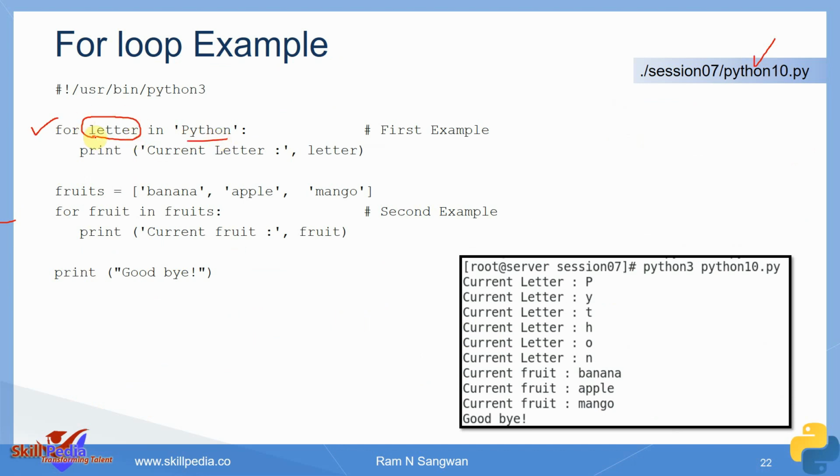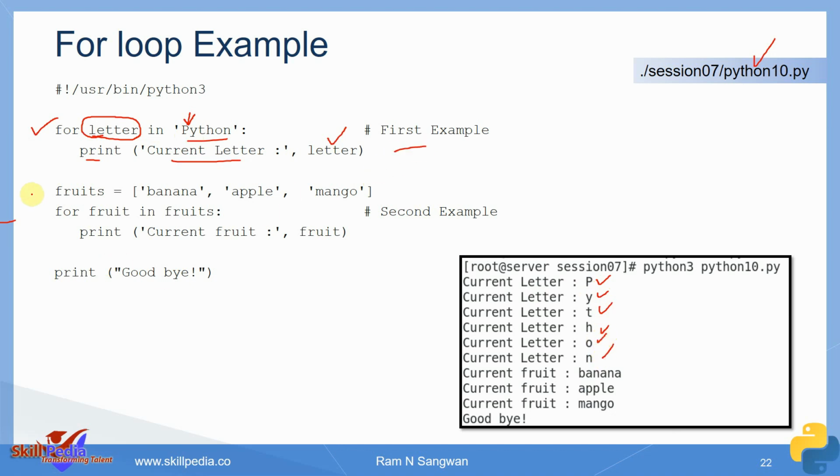So letter, every character will be taken one by one. Print the current letter is letter. So it will first print P, then Y, then T, then O, then H, then O, then N.